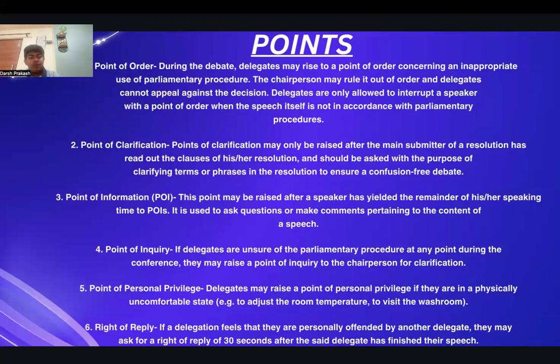Okay. So point of information is basically a point that allows you to ask a question to the other delegate. There are two ways of raising a POI. One is the written form, and another is the verbal form. Okay. In offline and online conferences, in many places, I've seen written POIs as well, and I've also seen verbal POIs. Okay. So in written POIs, a specific format is followed.